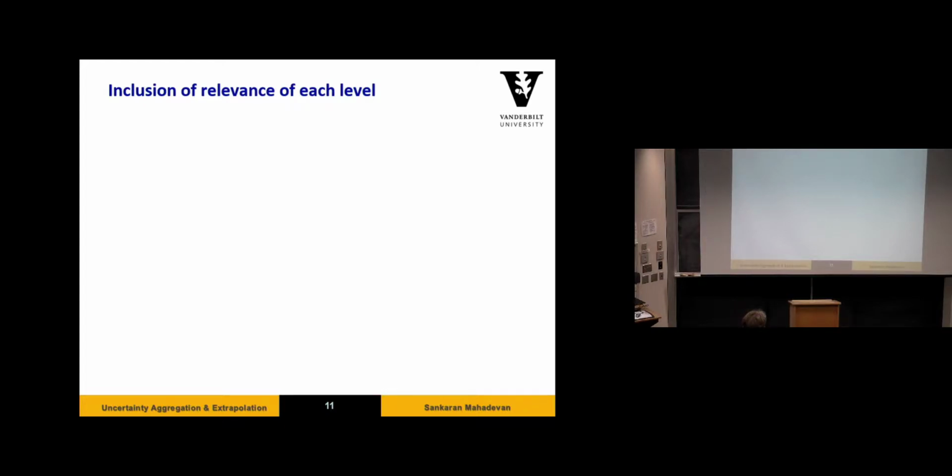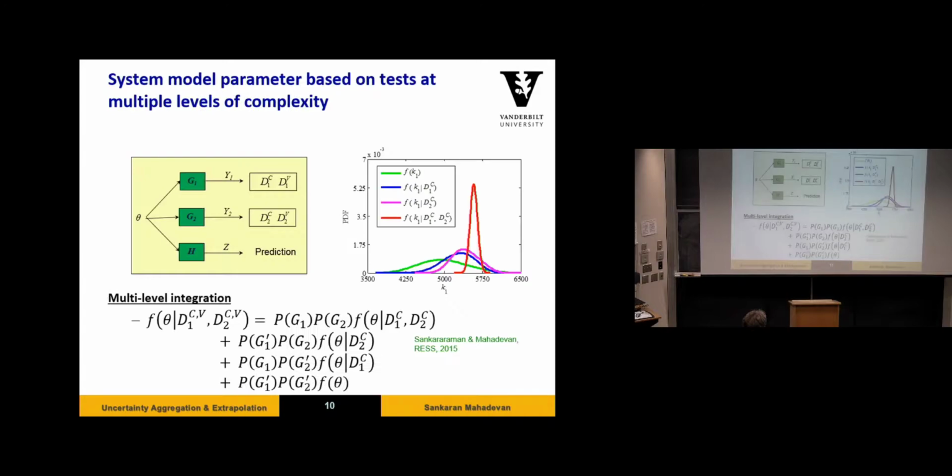Further, as I mentioned, you also want to think about the relevance of each of these pieces of information to your prediction. Oh, I should have mentioned something here. If you look at this, the green is the prior, and then I have the posterior based on just a single level of model and data. And then when I combine both, I have this posterior. So the question is, which of these posteriors should I believe? And that is what is addressed by this formula, where I also look at the validity of the models at each of these levels before I decide how much weight to give to these different possible posteriors.